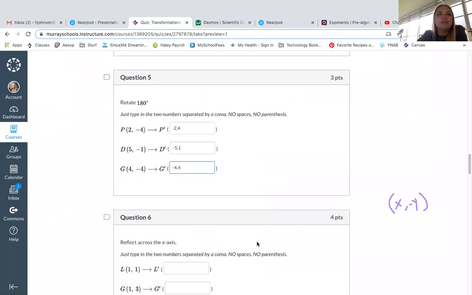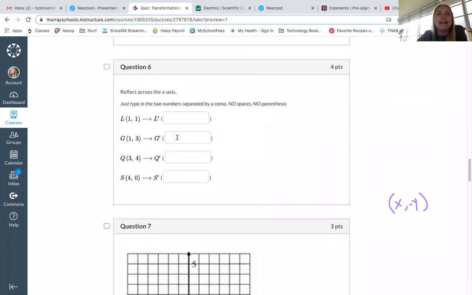Okay, so I go down to my problem where I'm reflecting across the x-axis, and if I was given 1, 1, the x value is going to stay the same, and the y value changes sign. So instead of 1, 1, it's going to be 1, -1. Instead of 1, 3, it's going to be 1, -3. Instead of 3, 4, 3, -4. And instead of 4, 0, 4, -0? No, just 0, because we don't do opposites of 0. That would be the opposite of 0 spaces from the middle, and that's just 0 spaces from the middle. 0 absorbs negative signs. Yay! Okay, let's go to the next problem.